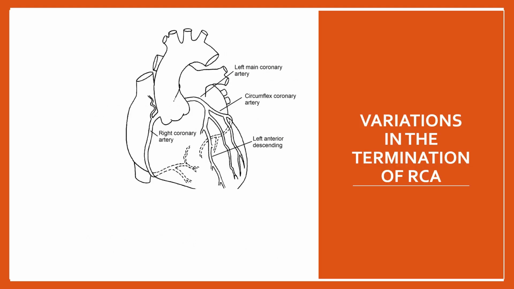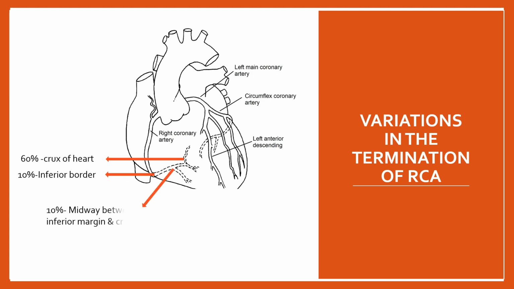Let's now look at some of the variations in the termination of the right coronary artery. In about 60% of the subjects, it ends at the crest of the heart where it anastomoses with the circumflex coronary artery. In about 10%, it terminates at the inferior border of the heart. In another 10%, we see it terminating midway between the inferior margin and the crest of the heart. And in about 20%, it traverses the posterior intraventricular groove and ends there.